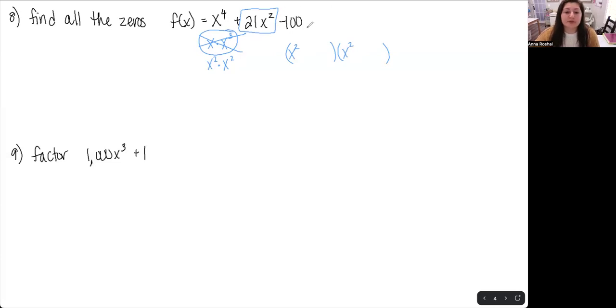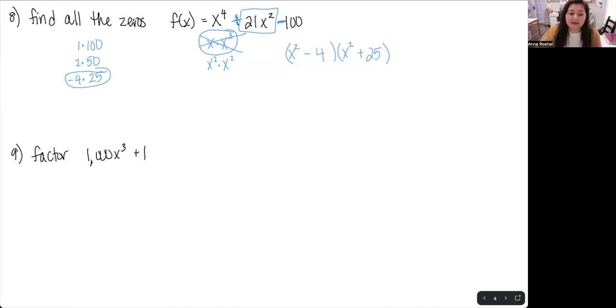When it comes to 100, my factors of 100, I'm going to write those here: 1 times 100, 2 times 50, 4 times 25. Oh, look, this is kind of where we're at. Because I'm looking for minus 100, I know one of these is going to be negative. I'm going to assume it'll be -4 because I want a +21. So I'm going to go -4 plus 25.